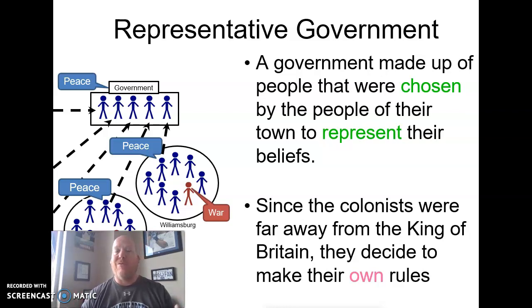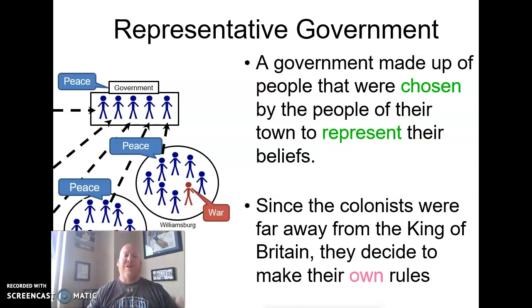England has its own government. England has its own king. So why do they need their own government? Well, it's right here. Since the colonists were so far away from the King of Britain, they decided to make their own rules. Now, was it, hey, we're too far away, there's nothing he can do to us, so we're just going to do what we want? No, not really. That really wasn't what they were saying.